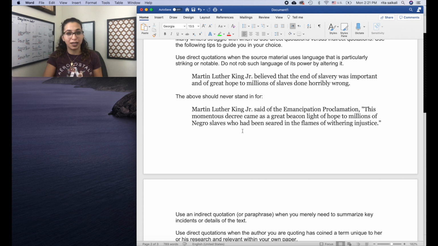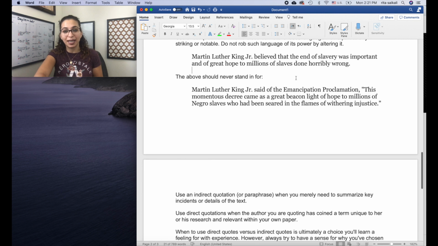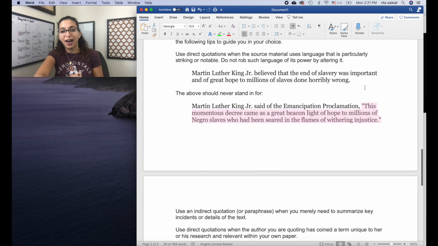Now, don't be afraid if you didn't understand that. It's a lot of very complicated English words in there, and I know that it's maybe a little bit higher than your level, so I don't need you to worry about understanding it. What I do want you to see is that there is a difference between saying Martin Luther King believed that the end of slavery was important, and saying this beautiful piece of writing. It's almost like poetry. It's so beautiful. If I say it just as this, it loses its meaning and its beauty. So we use direct quotes to preserve that beauty.